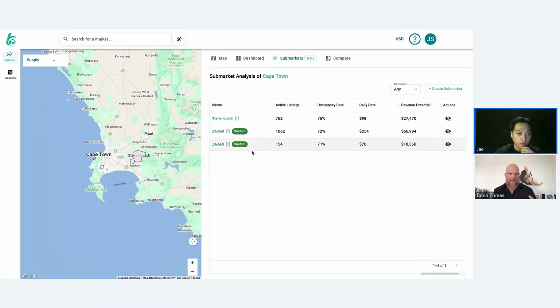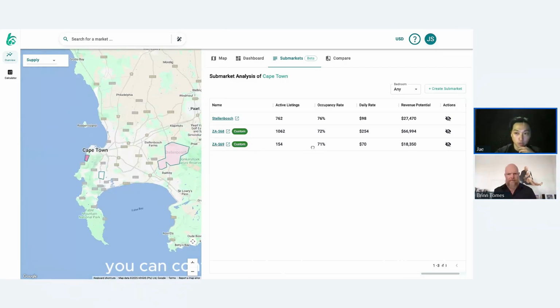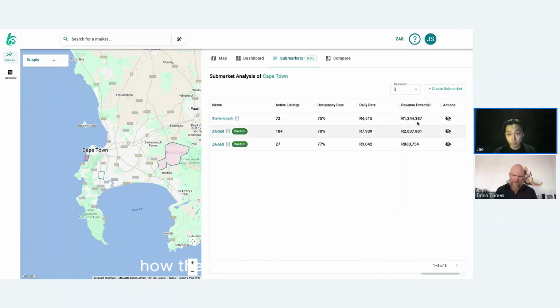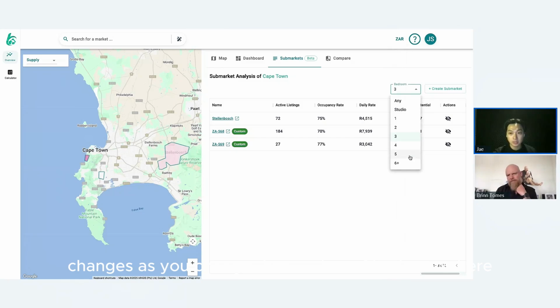So you can continue doing the research like this. You can do it by number of bedrooms as well. So you can check how the revenue potential changes as you change the number of bedrooms here.